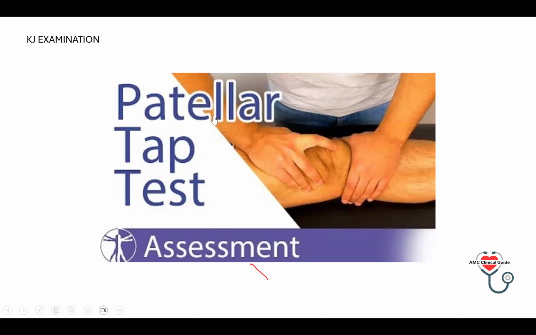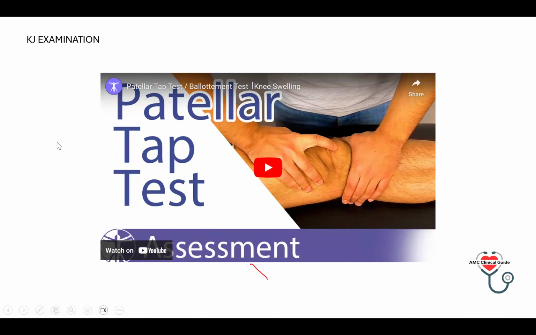So the first one is the patellar tap test. That is what we do to check whether there is any effusion. If there is a large effusion, you can detect it with the patellar tap test. You squeeze the knee joint from both sides, milk the fluid towards the center, and then press over the patella with your finger so that you can feel the patella floating in fluid. If that is positive, that's suggestive of joint effusion, which I will show you now.